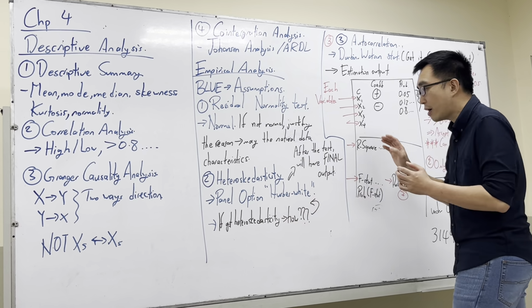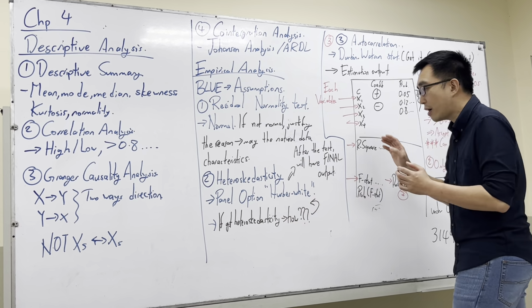I saw someone frowning, which means they don't understand. First descriptive analysis 1, 2, 3, 4. Empirical analysis 1, 2, 3. This Durbin-Watson statistic you get from the estimation output here. This one is an empirical analysis. After that, you analyze the R squared and F statistic. Okay, empirical analysis finished.